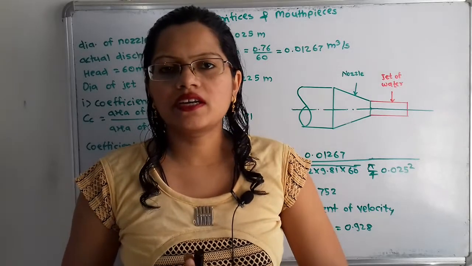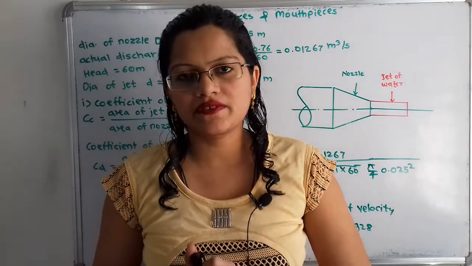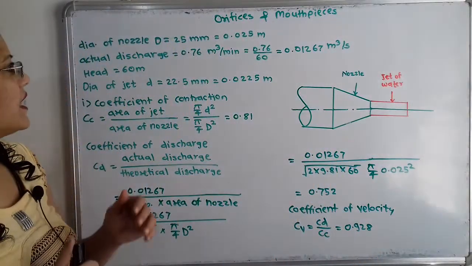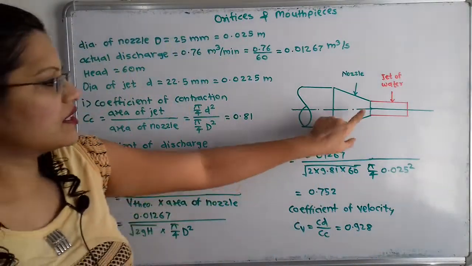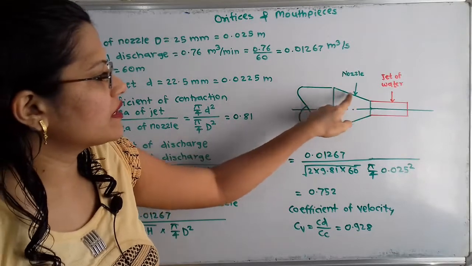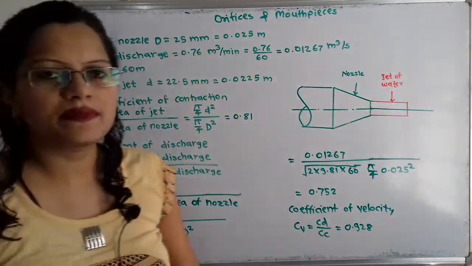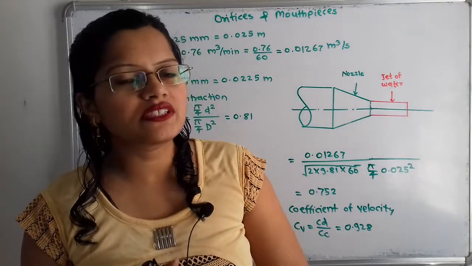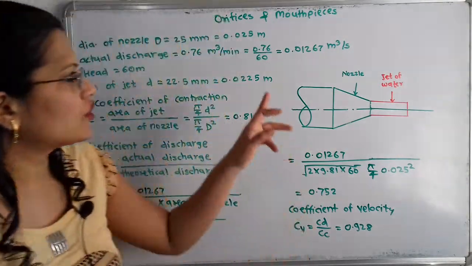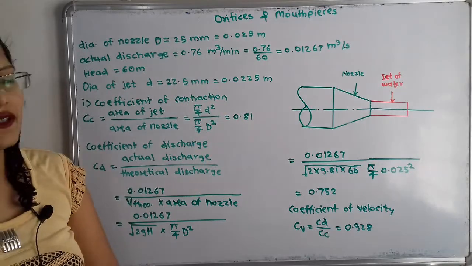Let us first understand the diagram as per the given data. Now it is given that the diameter of the nozzle is 25 mm. So here is the nozzle whose diameter is given as 25 mm. So we have to convert it into the standard unit, that is 0.025 meter.